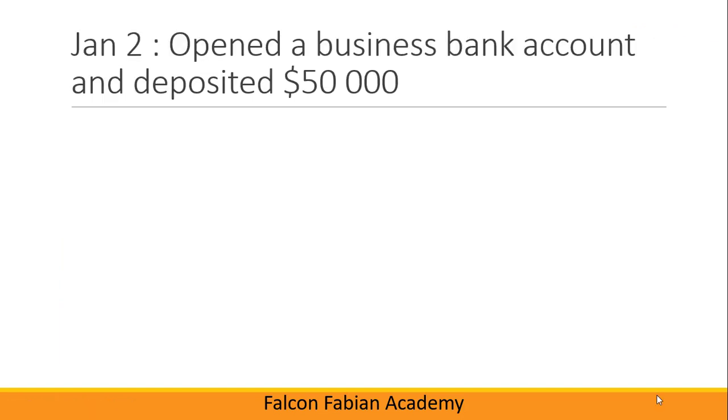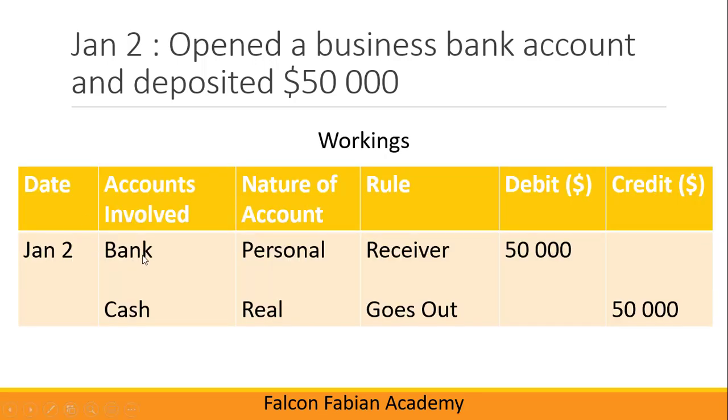Now, let's move to the second transaction. The second transaction is on January 2, opened a business bank account and deposited $50,000 in it. So again, first we will do the workings and then we will record the journal entry in the format of a journal. The entry of January 2 would be written just after the entry of January 1 where you had done your workings. So this is a table. The first entry is what you have already recorded. Now we are going to record the second entry continued in the same table of working.